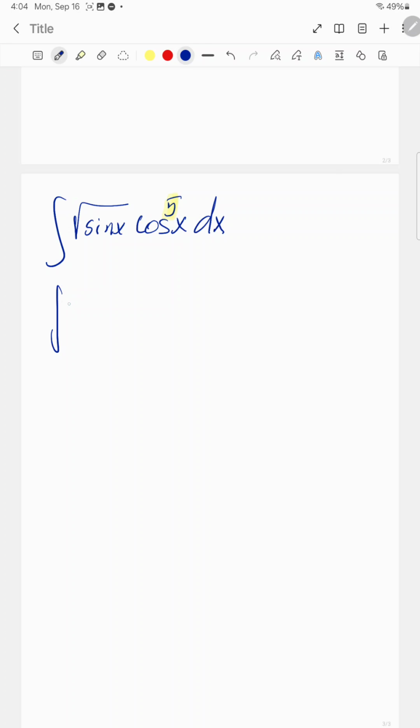This is equal to the integral of the square root of sin x times cos^4 x times cos x dx, because cos^4 x times cos x is cos^5 x.